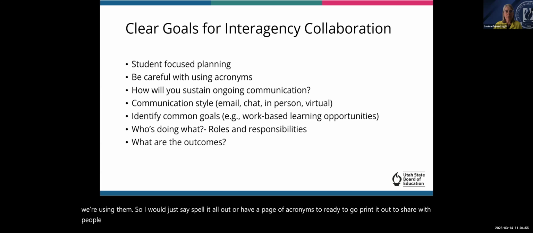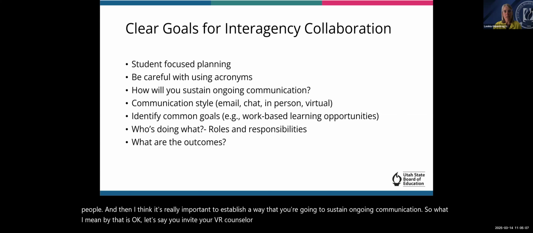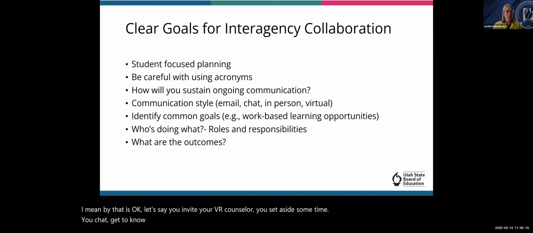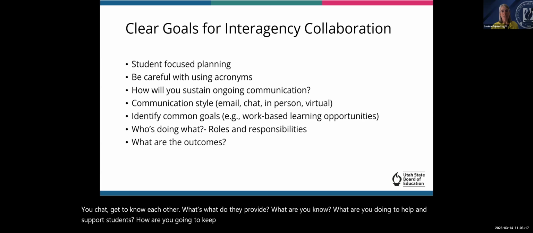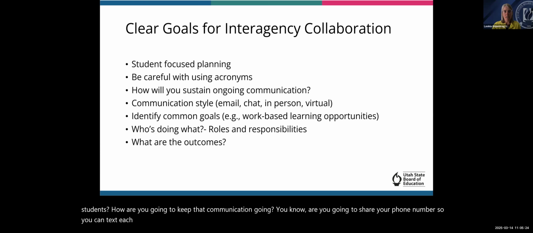And then I think it's really important to establish a way that you're going to sustain ongoing communication. So what I mean by that is, okay, let's say you invite your VR counselor, you set aside some time, you chat, get to know each other. What do they provide? What are you doing to help and support students? How are you going to keep that communication going? Are you going to share your phone number so you can text each other? Are you going to email each other? Do you have some other way to communicate? Some schools use Slack and different platforms.